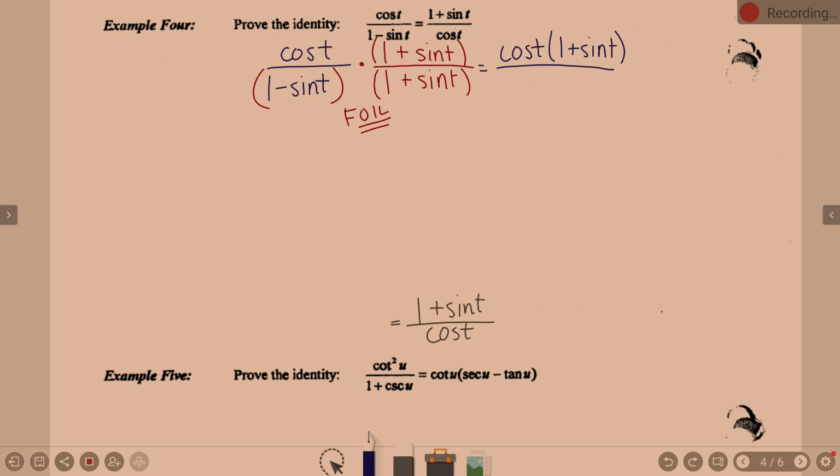My denominator. What do I get when I FOIL? 1 times 1 is 1. 1 times sine t and 1 times negative sine t, outsides and insides will cancel. What's minus sine t times positive sine t? One minus sine squared t.